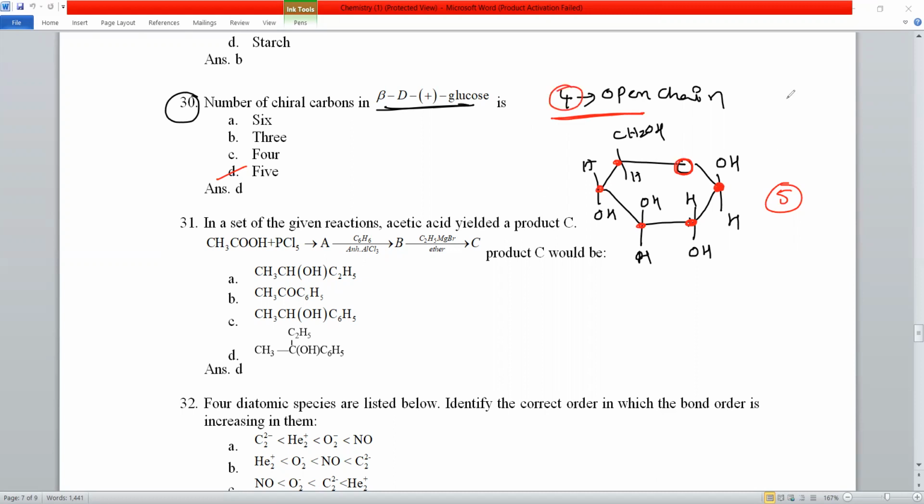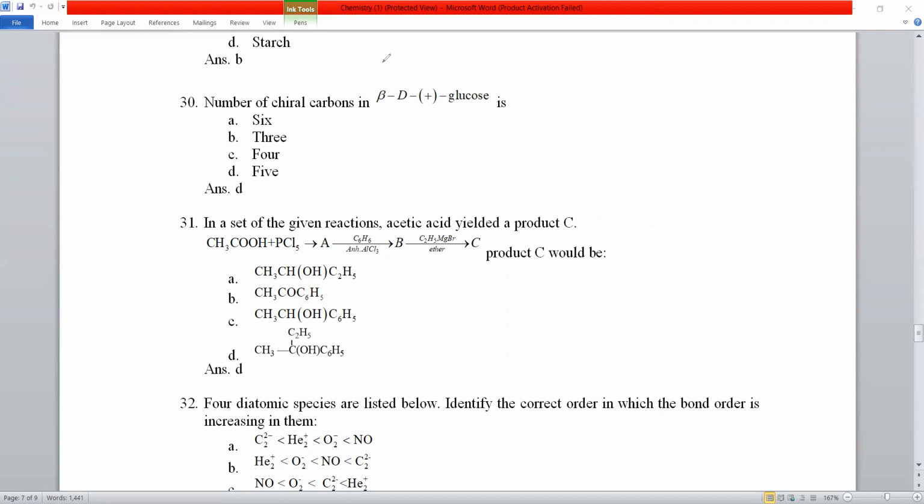Why? Because in the open chain, the first carbon is the functional group carbon. This is not a chiral center in the open chain. So that's why we are getting 4 there. But what are they asking here? Beta D means cyclic, so the answer is 5.